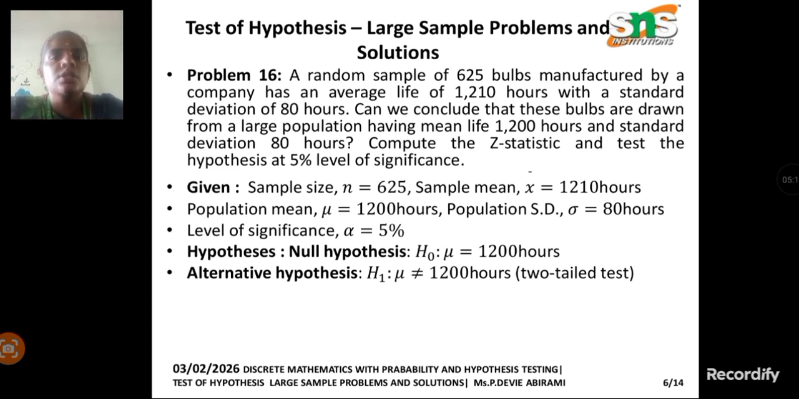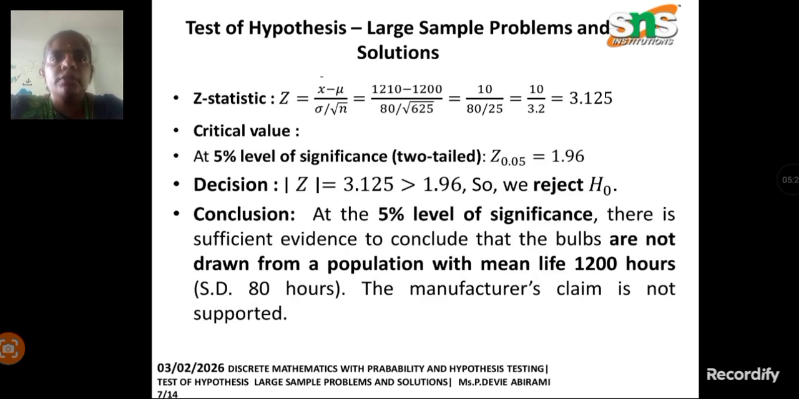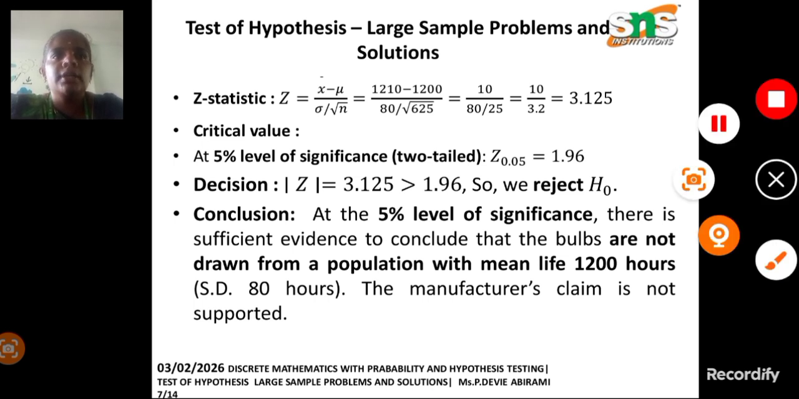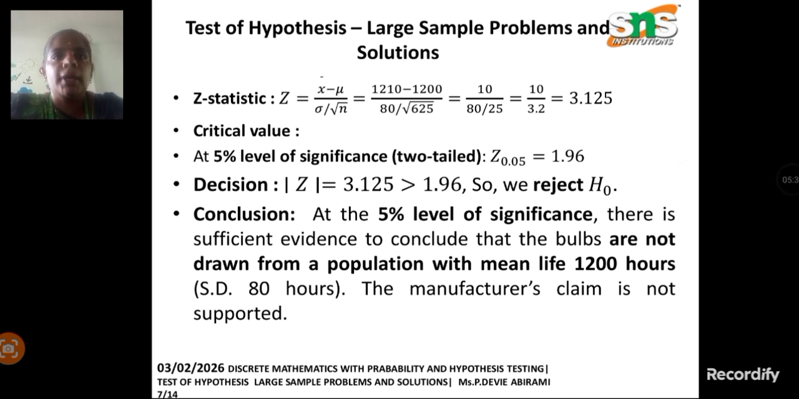For testing the hypothesis, I am defining two hypotheses: one is null hypothesis and another one is alternate hypothesis. Null hypothesis means the population mean should be equal to 1200, otherwise it is not equal. Similarly I am going with my formula x bar minus mu by sigma by root n. If I substitute it, I will get the answer as 3.125. My critical value, as I have already said, is 1.96. When compared to my z value, it is much greater. So we can reject our null hypothesis. So we can conclude that the bulbs are not drawn from the population with that mean. That is, the population mean and the sample mean are not equal.